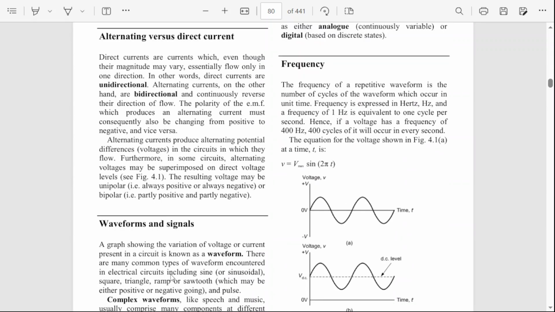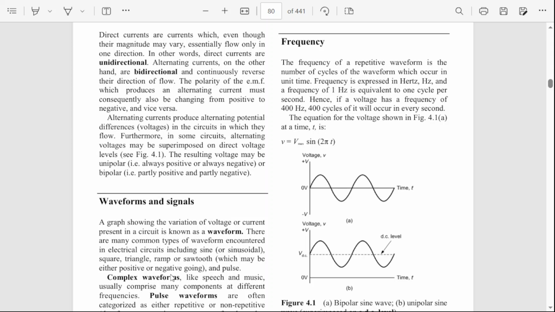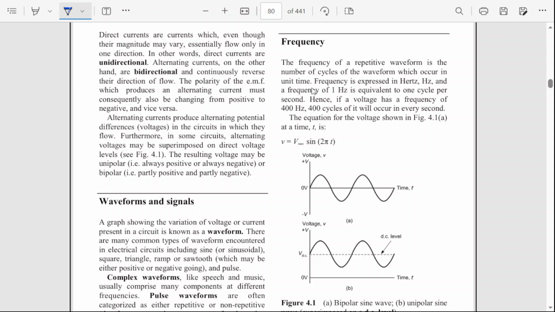So let's take a look at the first property of a waveform, which is frequency. It says the frequency of a repetitive waveform is the number of cycles of the waveform which occur in one unit time. Frequency is expressed in hertz, Hz, and a frequency of 1 hertz is equivalent to 1 cycle per second. Hence, if a voltage has a frequency of 400 hertz, 400 cycles of it will occur in every second.